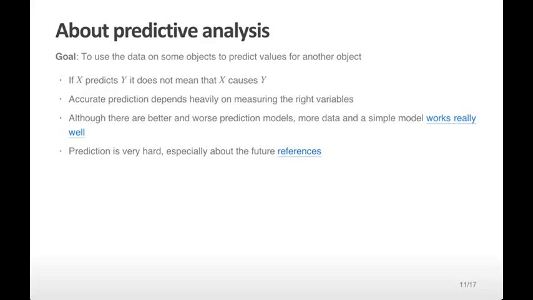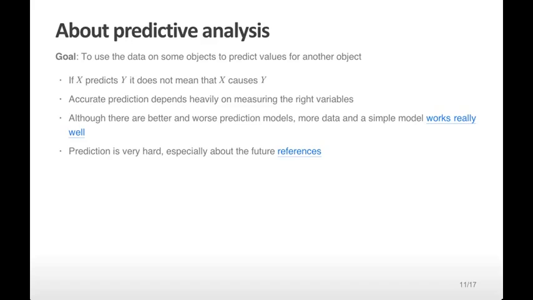The next kind of analysis is a predictive analysis. Here the goal is to use the data on some objects to predict values for a new object. Something important to remember is that if X predicts Y, it does not mean that X causes Y. In other words, just because I can predict Y from X doesn't mean that if I change X, the values of Y will necessarily change in a specific, concrete way.